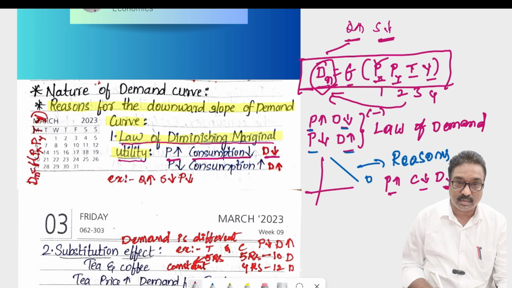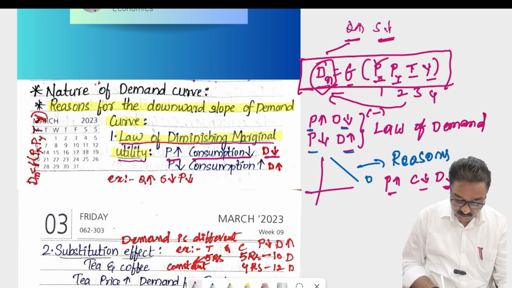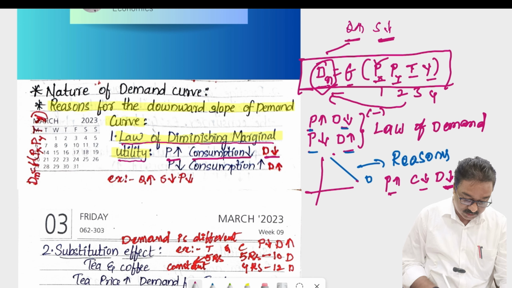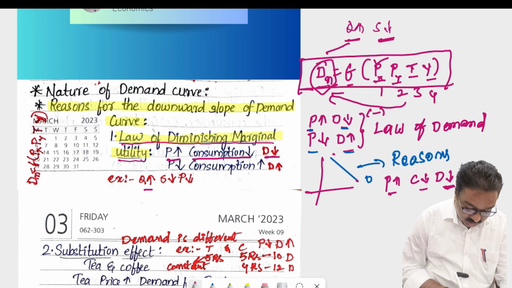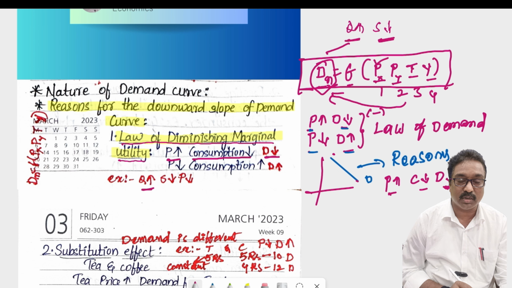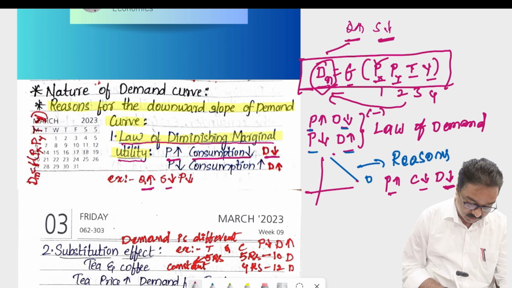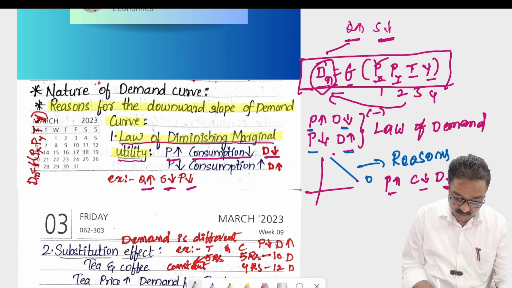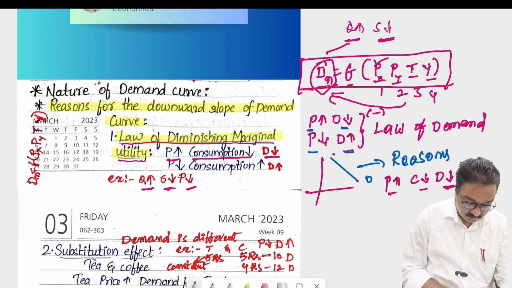So there is a negative relationship. That's why this demand curve goes from left to right downwards. Are you correct or not? Another example: when the quantity increases, quantity meaning goods consumption increases, your satisfaction level decreases. When the satisfaction level decreases, the goods price also decreases. That's why the demand curve goes from left to right downwards. This is the first reason for the downward slope of the demand curve, that is diminishing marginal utility.